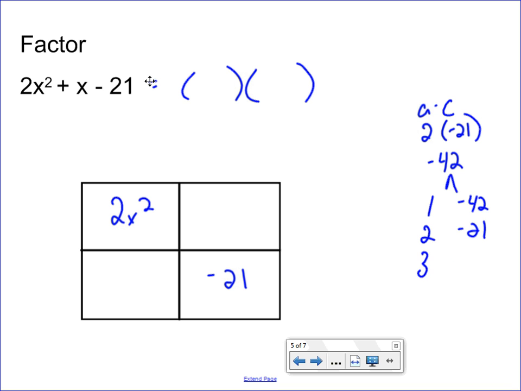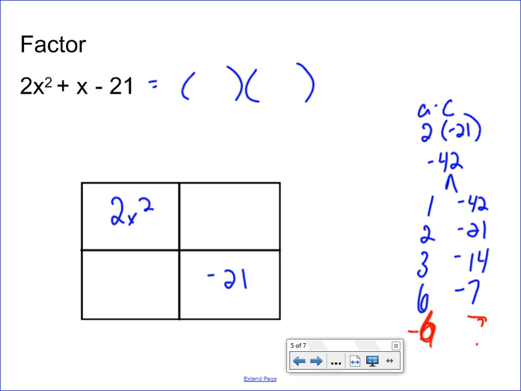I got a 3, negative 14. That gives me a negative 11. Not close yet. I would have a 4, no, a 5, no, a 6. Yes, a 6 and a negative 7. 6 and a negative 7 would add up to a negative 1. So I know that my factors that I really want are a negative 6 and a positive 7. Okay, those two would be my factors.